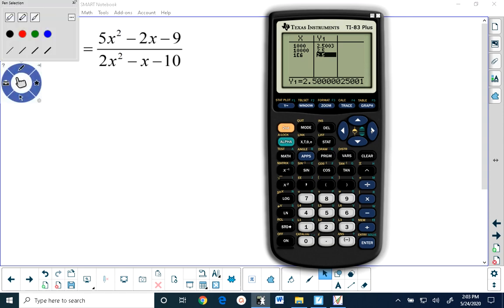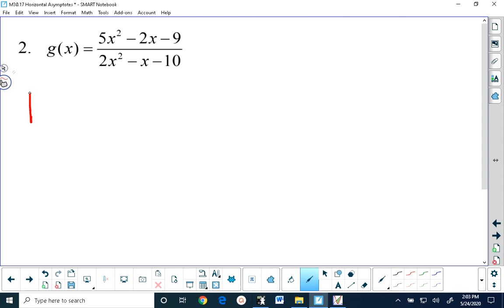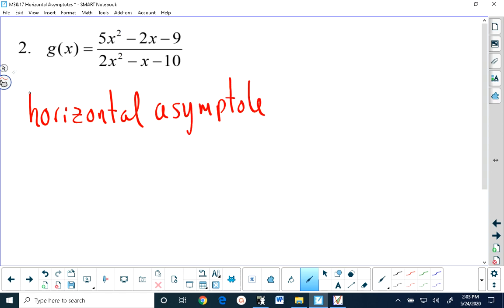So we conclude that there is a horizontal asymptote at y equals 2.5.